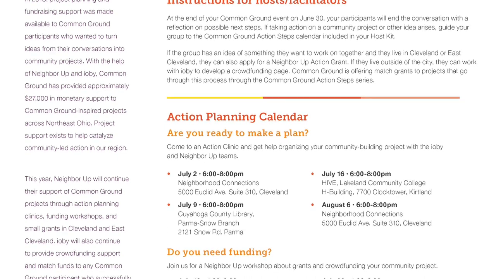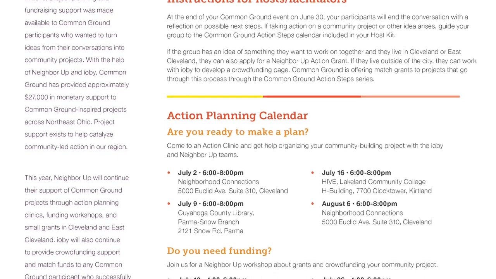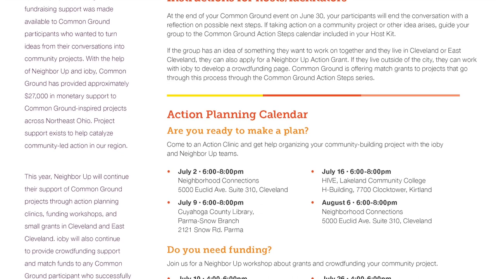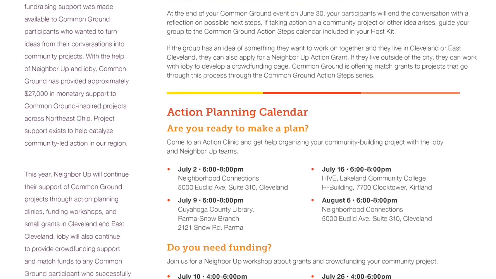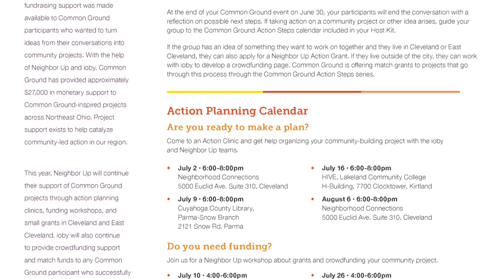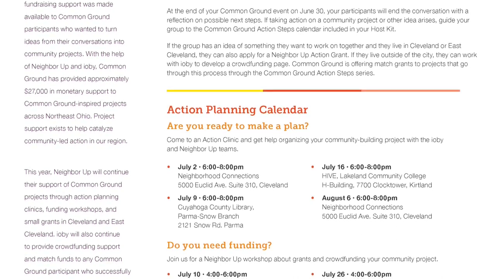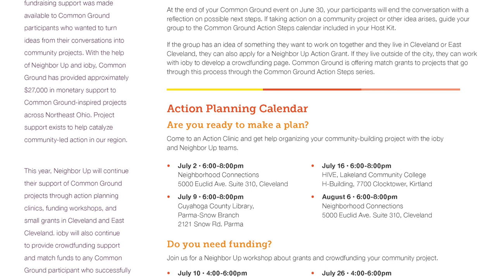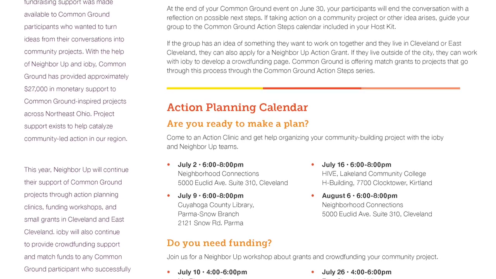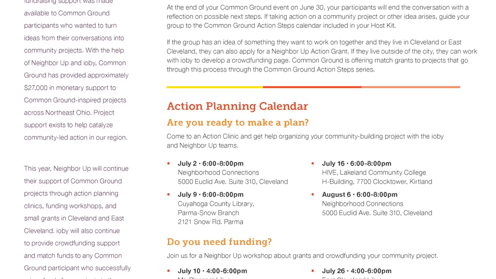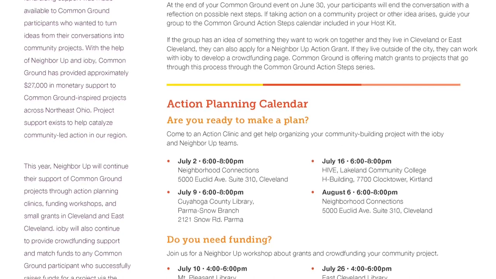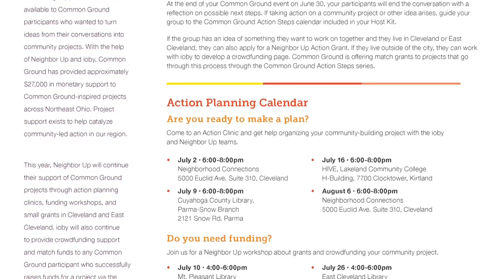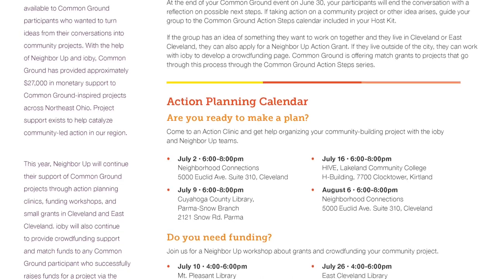So what happens in an action clinic is, generally, we walk through a planning process for how to create a plan to move from idea to action. So it's really about taking the ideas, if someone comes in and they say, after going to Common Ground, this is what I want to do for the environment. This is what I want to do on my street. This is what I want to do in this part of my neighborhood. Then that's exactly what we go from, what it is that you want to do, to the steps that it takes to get you to actually do it.